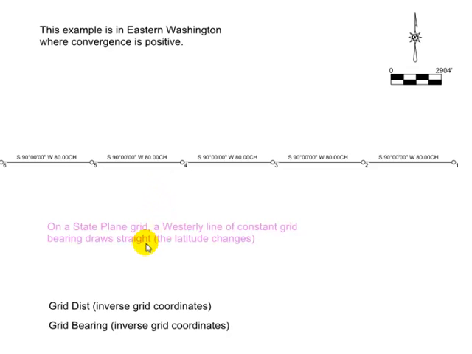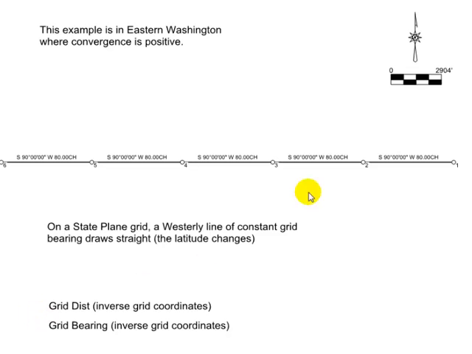And we see in the text right below the line here that on a state plane grid, a westerly line of constant grid bearing draws straight. Okay? So I get the straight line I'm looking for, but my latitudes change. So I'm not on this constant arc of latitude that I'm interested in for the public land survey system. And we've put some drawing variables down here on the drawing also that tell us what drawing settings we currently have chosen. In this case, grid distance and grid bearing.